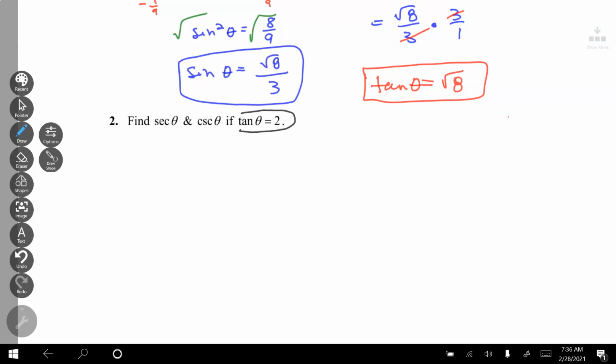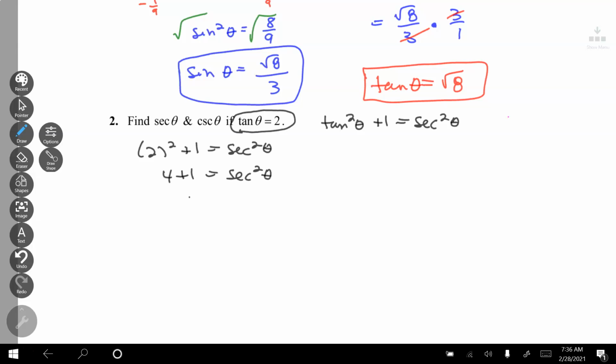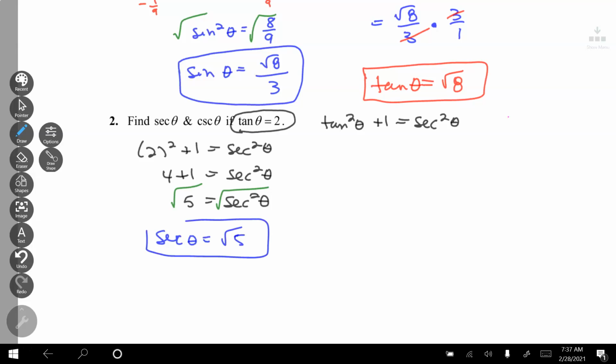Well, I'm given tangent of theta is equal to 2. Off that summary sheet, I see tangent squared of theta plus 1 is equal to secant squared of theta. So 2 squared plus 1 is equal to secant squared of theta. 4 plus 1 is equal to secant squared of theta. 5 equals secant squared of theta. I square root both sides. I get secant of theta is equal to the square root of 5. Also tells me that cosine of theta is equal to 1 over radical 5, just because they're reciprocals.